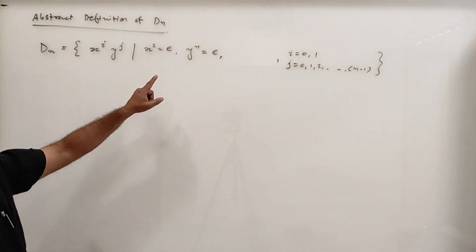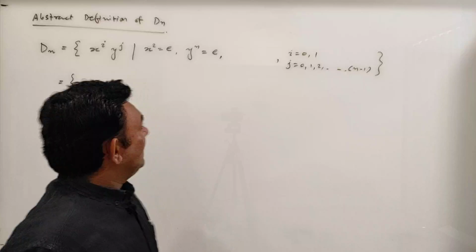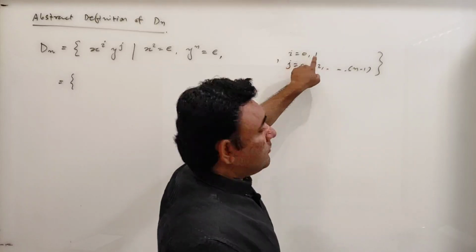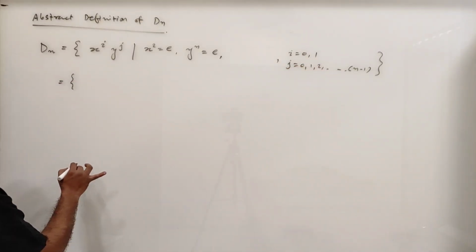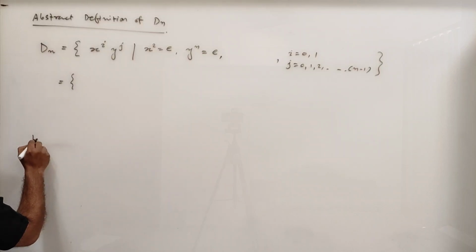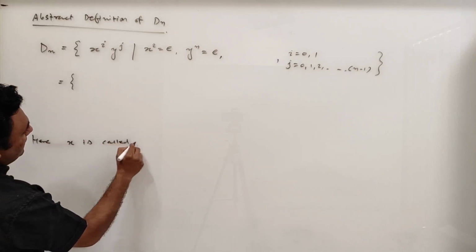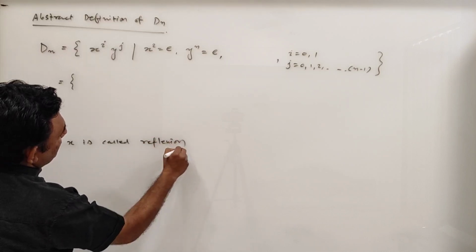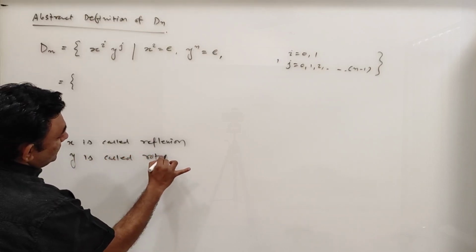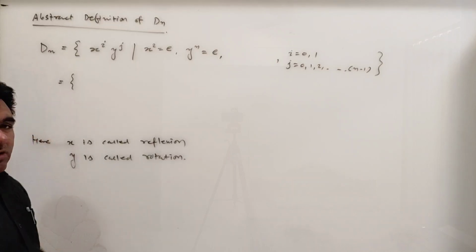तो इसके जो एलिमेंट्स है वो कैसे दिखेंगे? ये i की वैल्यू क्या करनी है? मुझे 0 और 1 लेनी है. तो हियर first let me write here. Here x is called reflection and y is called rotation, right? Now x will be the member of Dn.